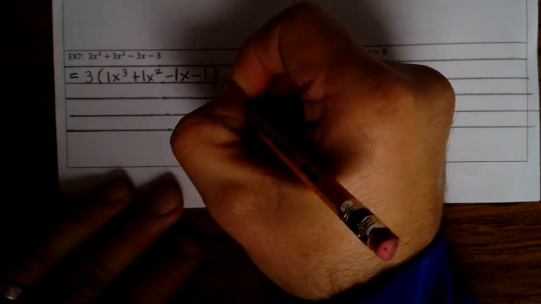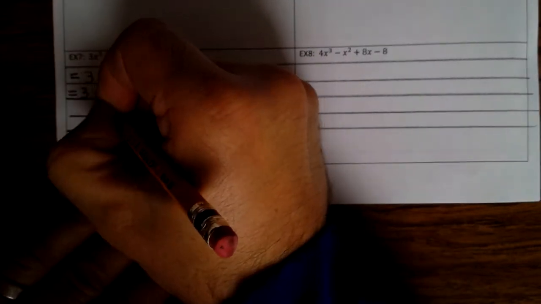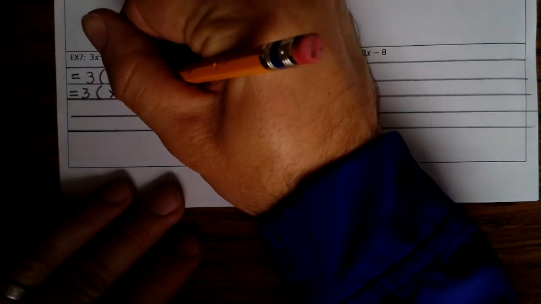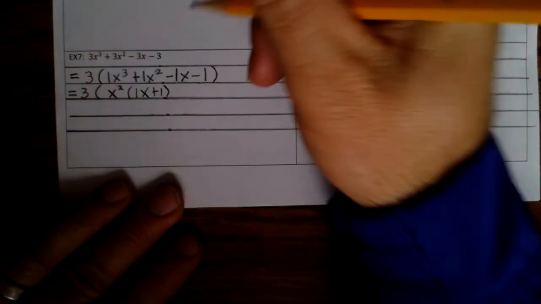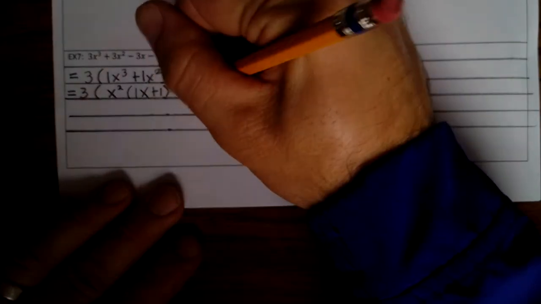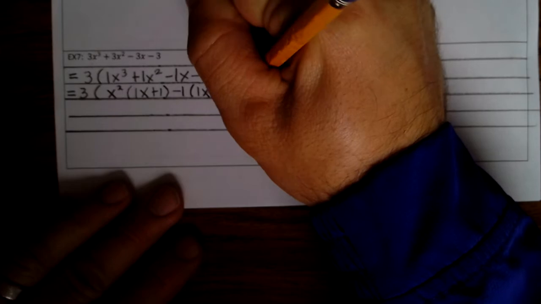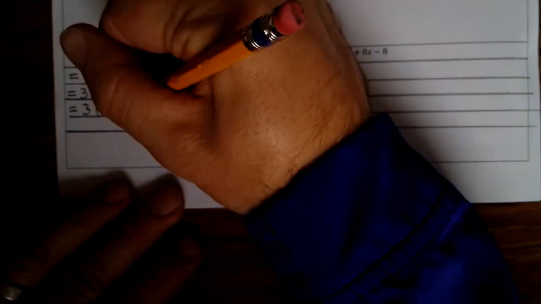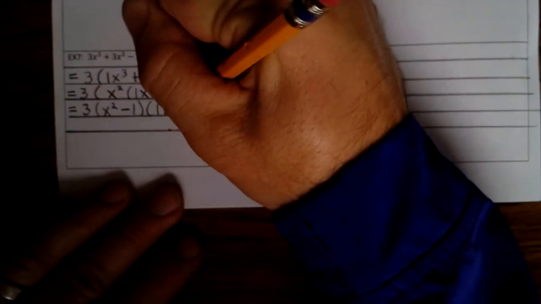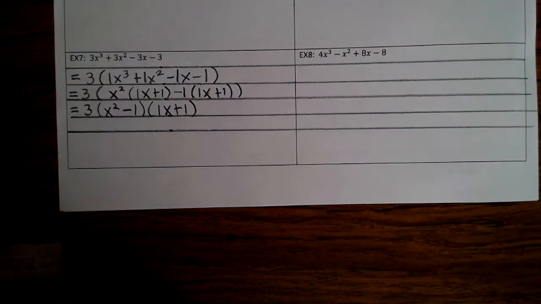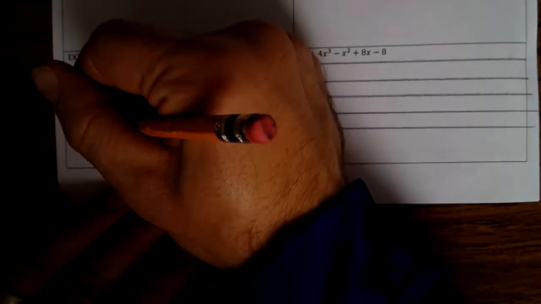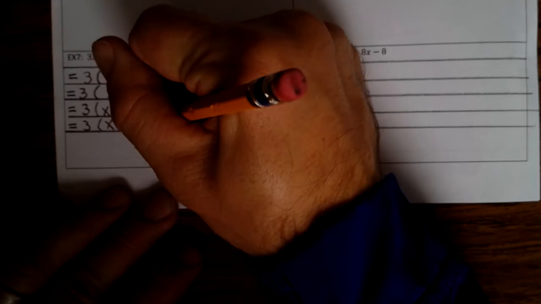Now it looks like we can factor out an x squared from here, which leaves 1x plus 1. And we can factor out a negative 1 from here, so negative 1, 1x plus 1. So you're left with 3, parentheses, x squared minus 1 times 1x plus 1. We already factored out the common binomial, but we can also factor the difference of squares. X squared minus 1 factors to be x minus 1, x plus 1, and then times 1x plus 1. And if you want to put the 1s in front.